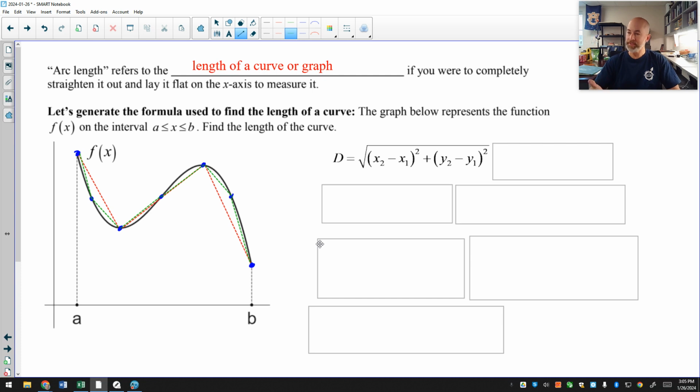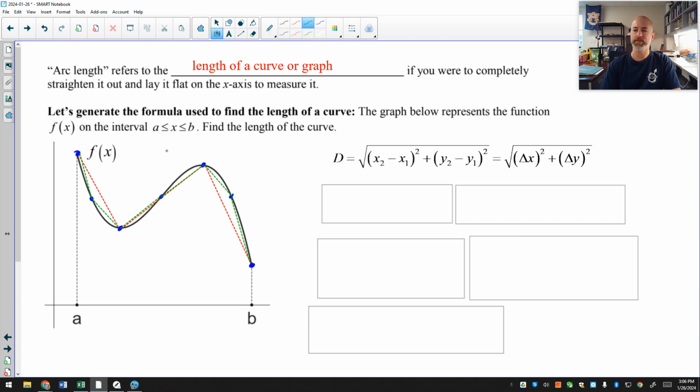The distance formula is nothing more than the Pythagorean theorem with a coat on it. So there's what you should have learned many years ago. And you can call the x2 minus x1 and y2 minus y1 your change in x and change in y. So you could rewrite that as delta x squared plus delta y squared all under the radical. And what I am doing is I'm taking a whole bunch of these, and I'm just going to declare, let's let n equal the number of subdivisions, just like Riemann sums.